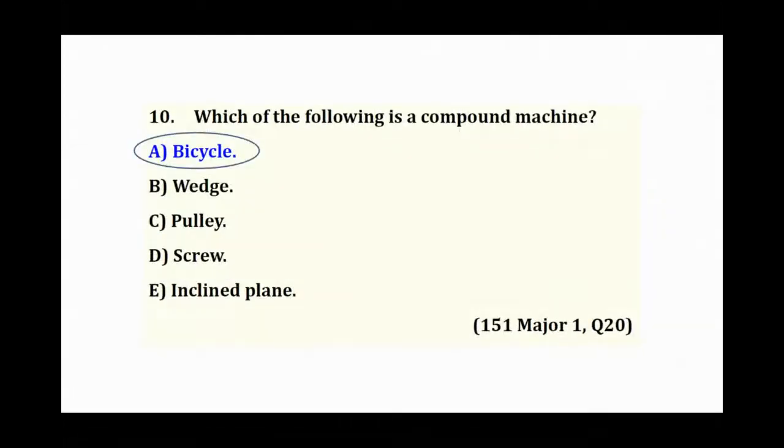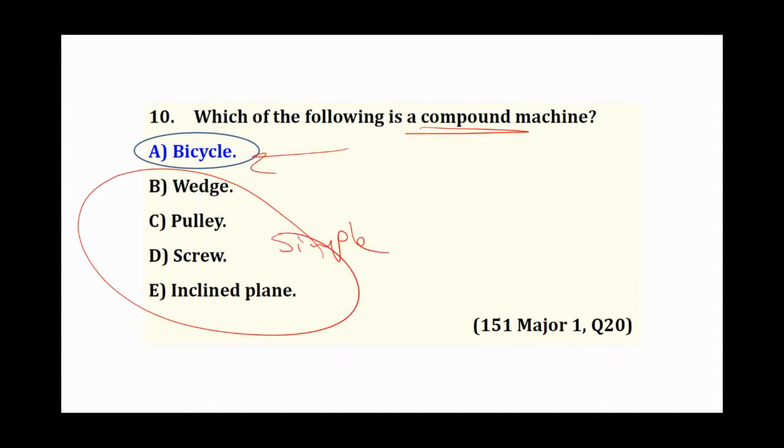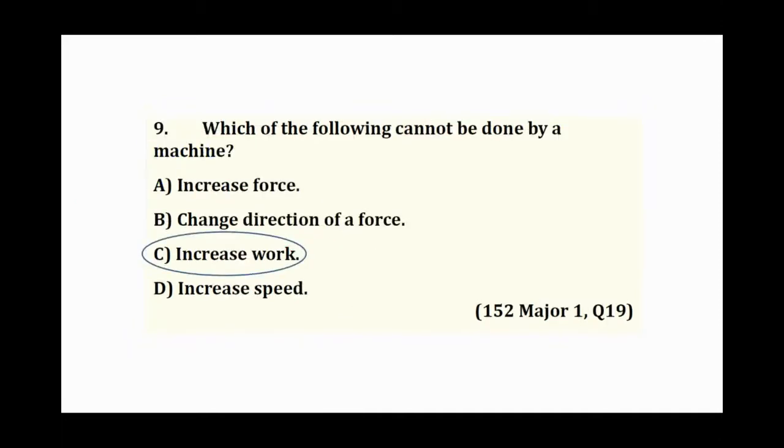Let's solve this one. Which of the following is a compound machine? Bicycle, or wedge, or pulley, or screw, or inclined plane. All of these are simple machines, except the bicycle, it's a compound machine. Which of the following cannot be done by a machine? Can the machine increase force? Yes. Can the machine change direction of force? Yes. Can the machine increase the speed? Yes. But can the machine increase work? Never. So the machine cannot increase work.